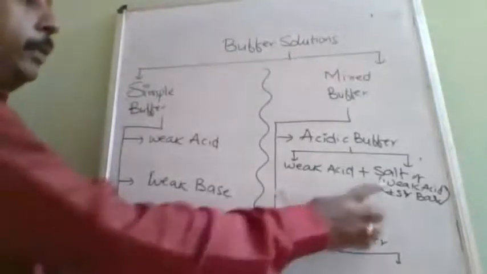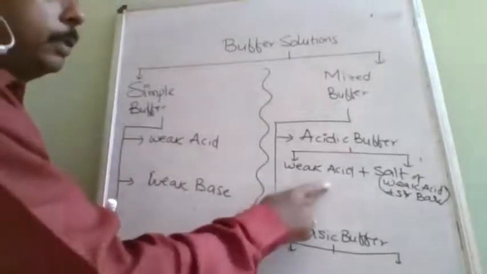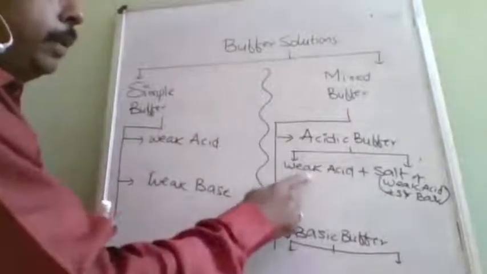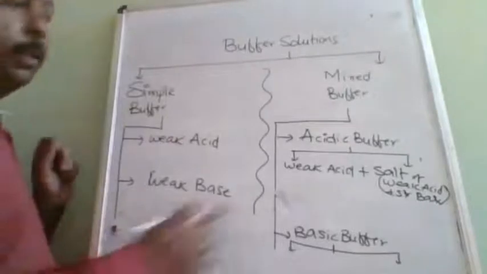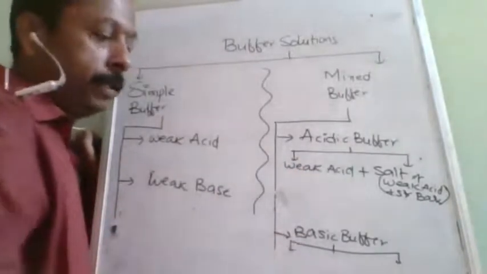For that we require both ends. Strong is required, weak is required. Who is strong here? Acid. Who is weak here? Acid. Who is strong here? Base. Now if you understand this, then definitely you will understand the basic buffer also.